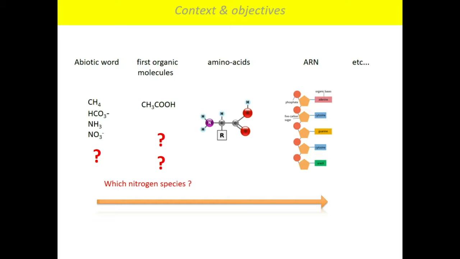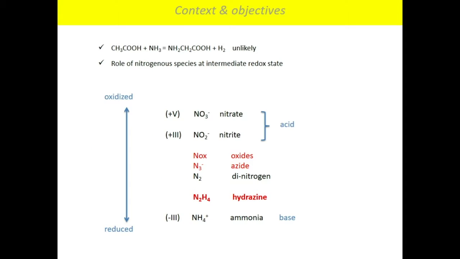And we suggest that it uses nitrogen species of intermediate redox state, which are less stable, so much more reactive than nitrate or even ammonia. I reported here this breviary of the nitrogen species, in red the less stable ones, and we focused on hydrazine, a reduced form of nitrogen used in the spatial and nuclear industry.